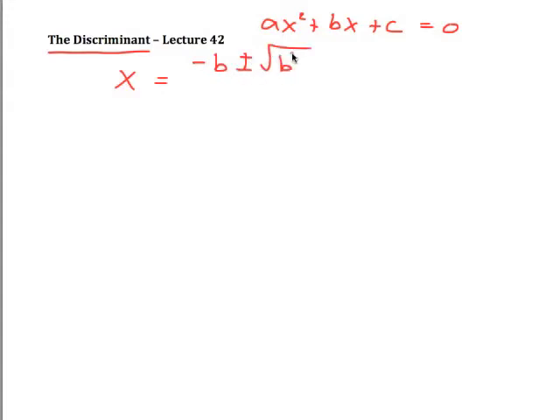Okay, in this lecture we're going to talk about what's called the discriminant, which is part of the quadratic formula. Remember, the quadratic formula can always allow you to find the solution to the quadratic equation in standard form, and it's given by x equals negative b plus or minus the square root of b squared minus 4ac over 2a. Now it's this part here that's called the discriminant.